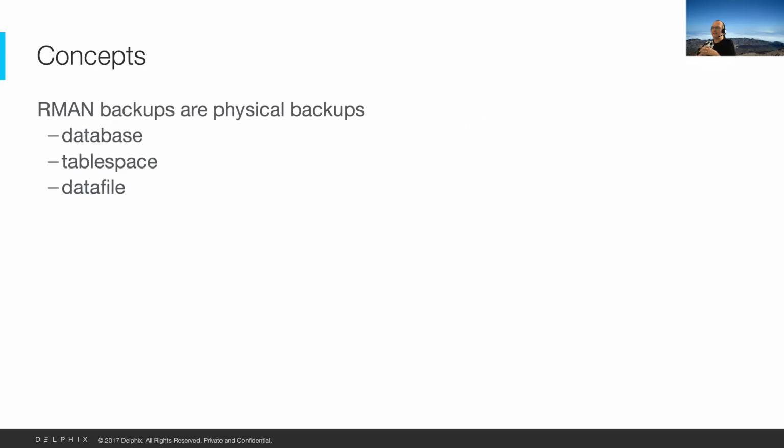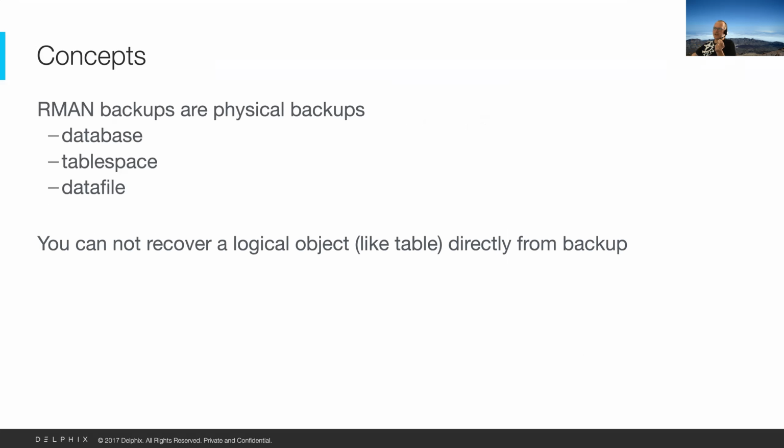RMAN is basically a tool for doing physical backups. Because it's a physical backup, what is the level of information we can back up using that tool? We can back up an entire database, we can back up an entire tablespace, or we can back up a selected data file. We cannot back up a logical object like a table or index. Because we cannot back up on the logical level, we also cannot restore on the logical level.